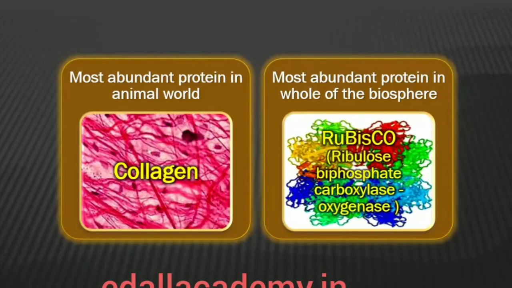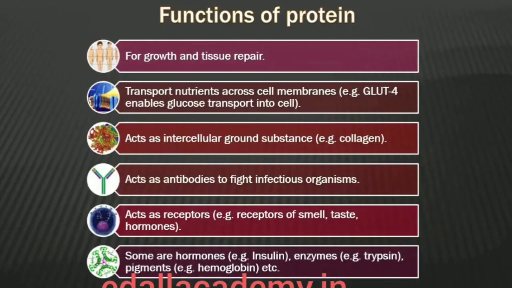Try to remember, the most abundant protein in the animal world is collagen. At the same time, the most abundant protein in the whole of the biosphere is rubisco. Rubisco means ribulose bisphosphate carboxylase oxygenase enzyme. Proteins carry out many functions in living organisms. Some transport nutrients across the cell membrane. Some fight infectious organisms. Some are hormones. Some are enzymes, etc. So try to remember this flow chart.